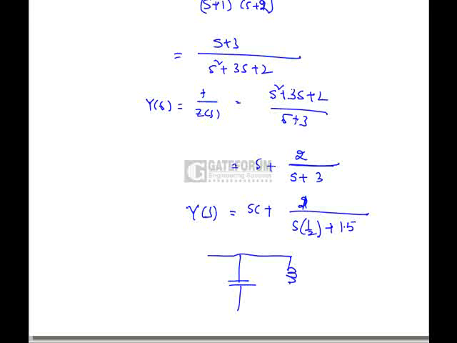a capacitance, and an RL network in series and in parallel with the capacitance. The capacitance value is 1 farad, the inductance value is 1 by 2 henries, that is 0.5 henries, and the resistance value is 1.5 ohms. Okay, this is the network. If we look from here, we will get Y of S. For the given pole-zero diagram, this is the network.